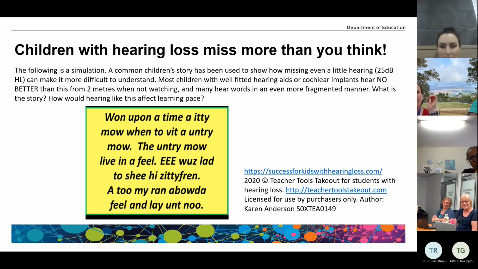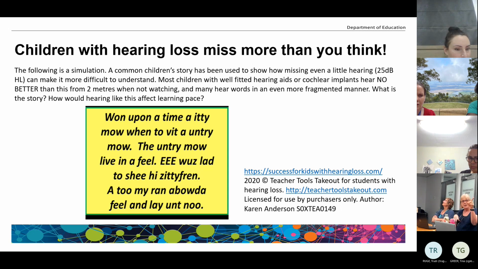And the student who did this, what grade were they in when they wrote this? Well, this is just taken from the book City Mouse, Country Mouse. Have you seen that book? Yes, I have. The person who put this together, and I'll put the link there on the right, just looked at what sounds would have been missing for somebody if they had a 25 dB loss.